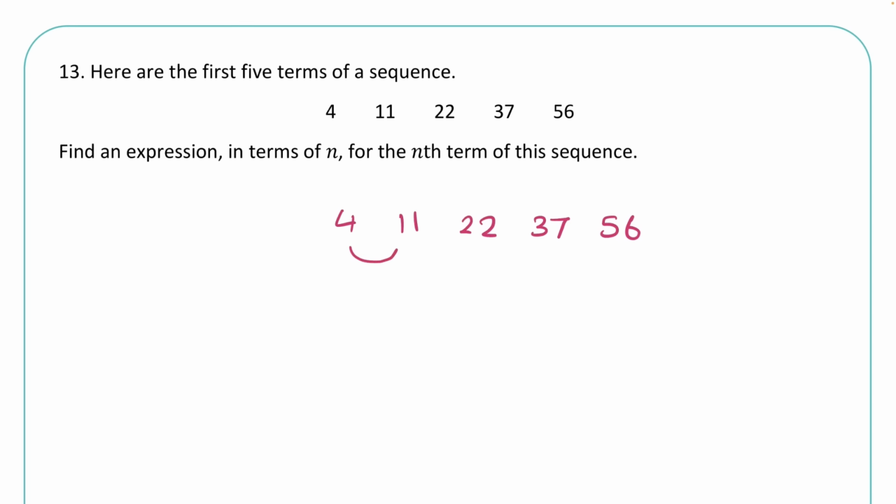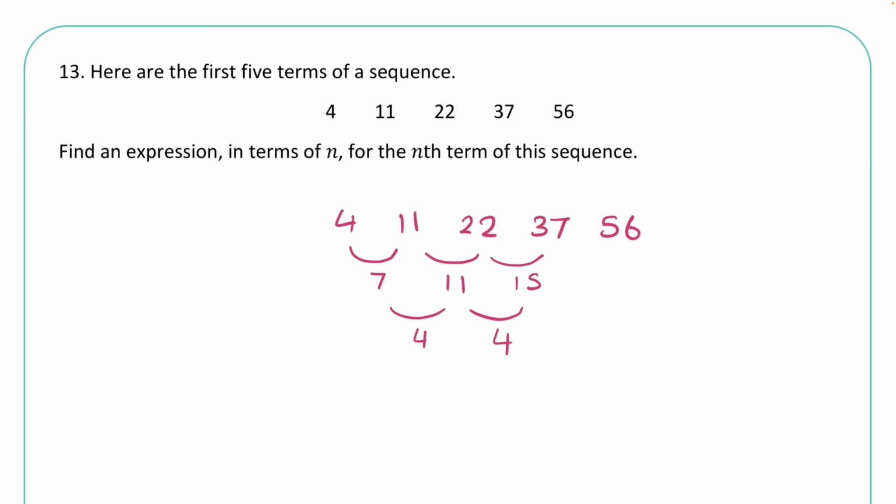So going up from the first one, we have a difference of 7. Then we have a difference of 11. From 22 to 37, we have a difference of 15. We can keep on going if we want, but we can see we have a second difference here of 4.